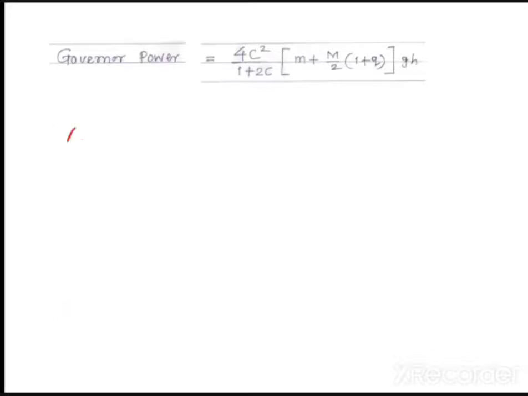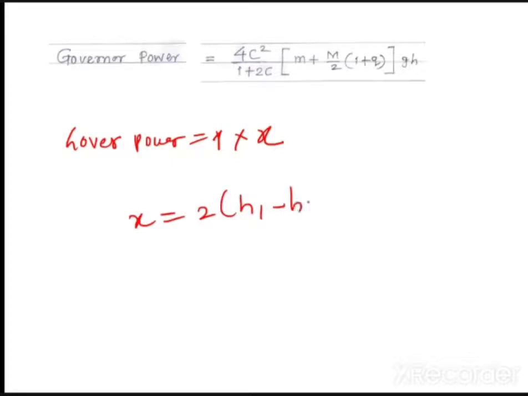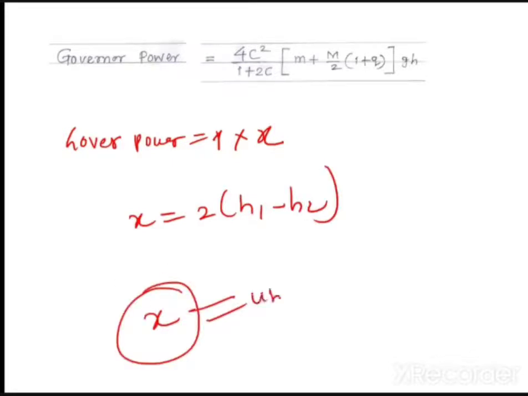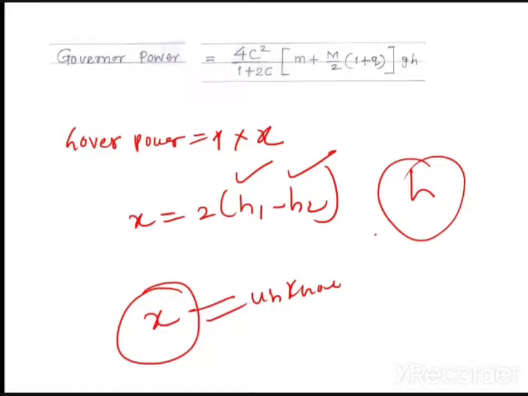Now you know that governor power is equal to P into X. But in this case, X is equal to 2 into H1 minus H2. But in this problem, you don't know X. The X is unknown because H1 and H2 you don't know. We just know H. Right? So that is why you cannot use this formula.